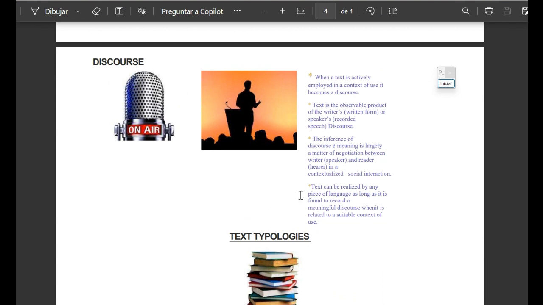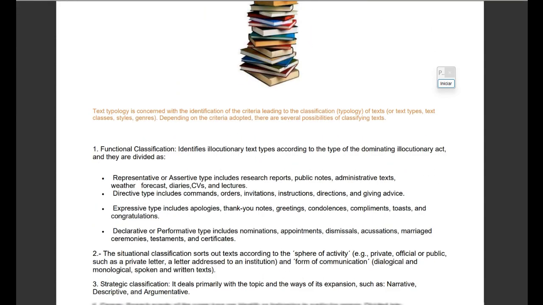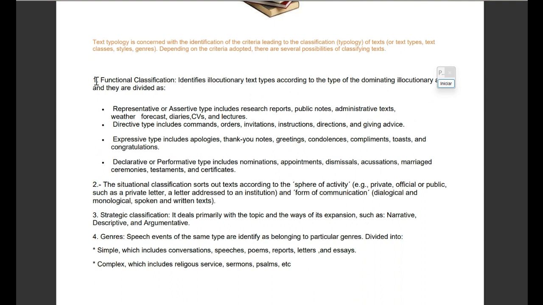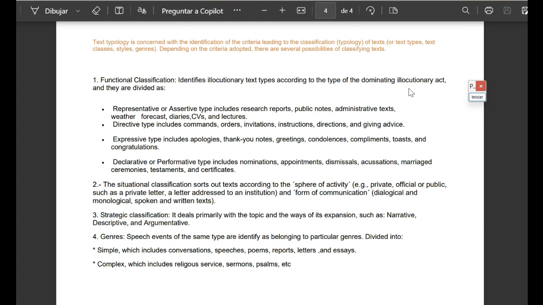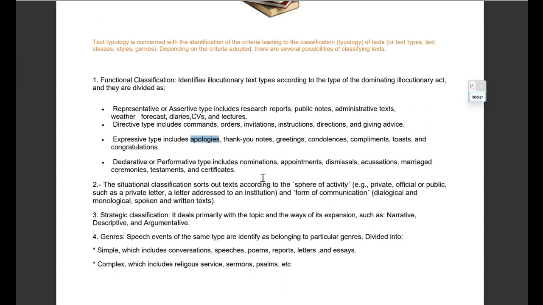Then we have the discourse. When a text is actively employed in a context of use, it becomes a discourse or a speech. The text typologies: functional classification, situational classification, strategic classification. Functional classification identifies text types according to the type of dominating illocutionary act. That could be a representative or assertive type, expressive type, like apologies, thank you notes, greetings, everything that expresses feelings, declarative or performative types, that could be appointments, accusations, testaments, certificates.